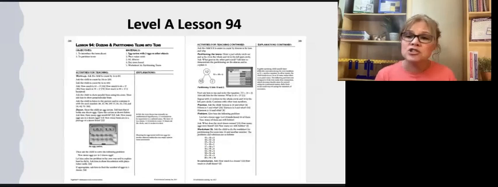Now, for this workshop, I'm going to take a look at Level A, Lesson 94, and show you the different ways that you can modify it to meet the needs of a child with learning disabilities. Some of these options are going to work for your child, and others are not. Each child is unique. Each child has different needs. So you may actually need to modify my modifications.